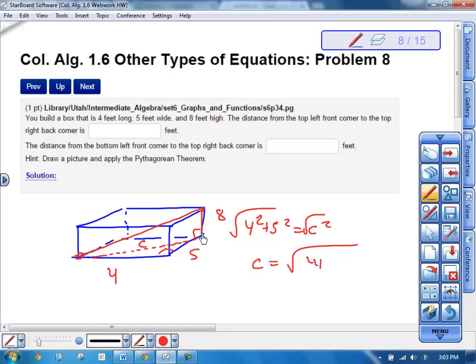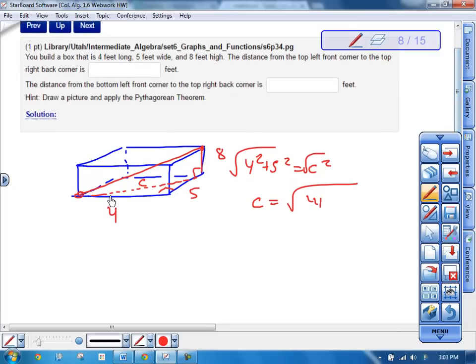This distance is 8. So now I have to do the Pythagorean theorem again to find the hypotenuse. So it would be c squared, which is square root of 41 squared, which is 41, plus 8 squared, which is 64, equals the new c squared, which I'll call z, just to give it a name, z squared. Square root both sides, so the answer is the square root of 41 plus 64, which is 105.